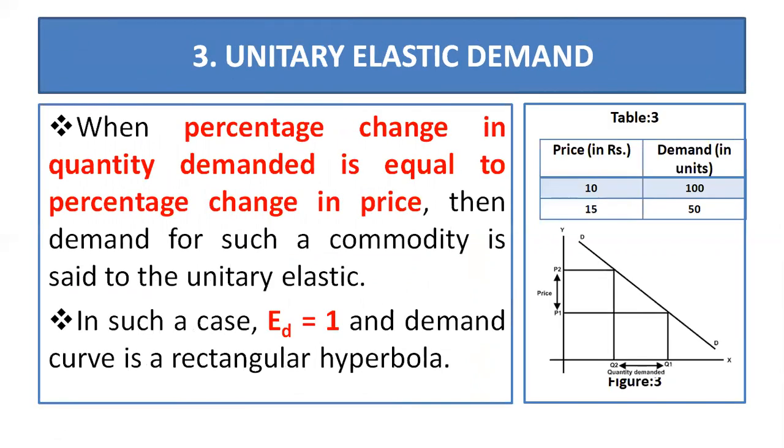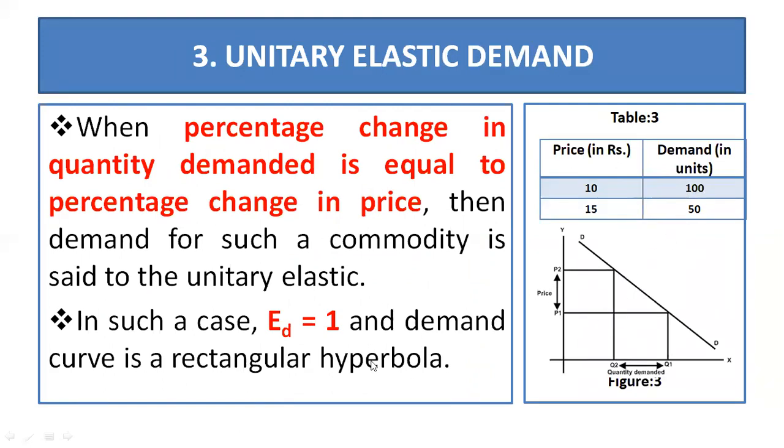Now the third point is unitary elastic demand. Now here what we can see is that when the percentage or proportionate change in price is equal to the percentage or proportionate change in quantity demanded, then the demand is said to be unit elastic demand. For example, here the rise in price is from rupees 10 to rupees 15, and the demand also decreases from 100 to 50.